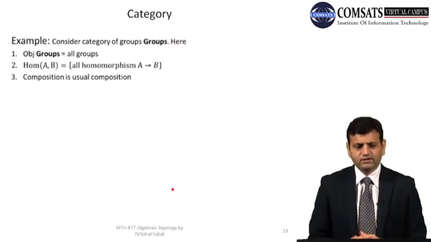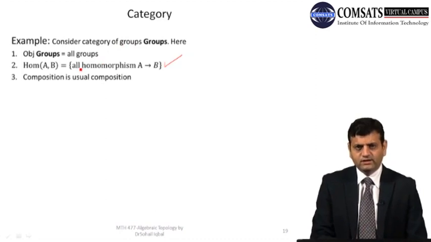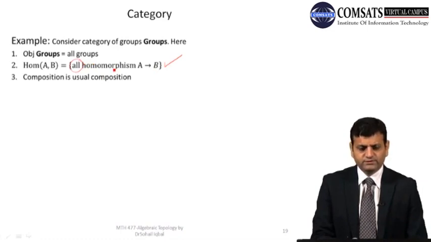Let's consider another example, the category of groups. In the category of groups, objects are groups and the morphisms are all homomorphisms. We can also restrict this. It's not necessary that we should take all homomorphisms. It depends on the situation. In this example we have taken the morphisms to be all homomorphisms. Of course it's our choice; as long as they satisfy the axioms or conditions of a category, we can take this set to be any set of morphisms. So in this case we have taken hom from A to B to be the set of all homomorphisms from A to B, and the composition is the usual composition.